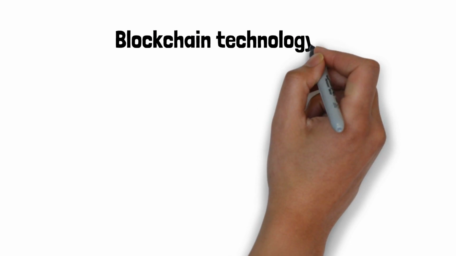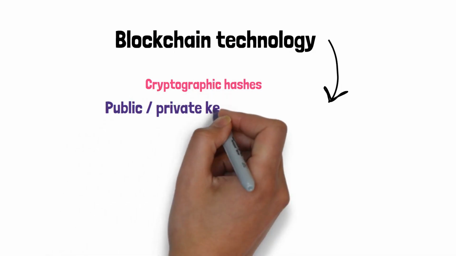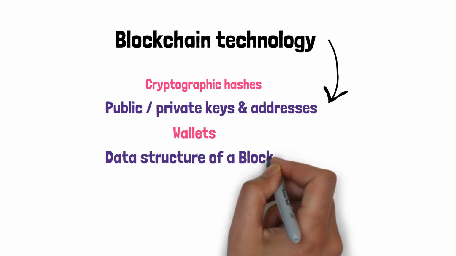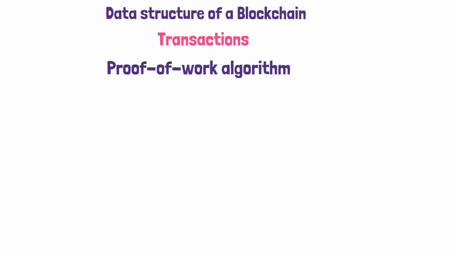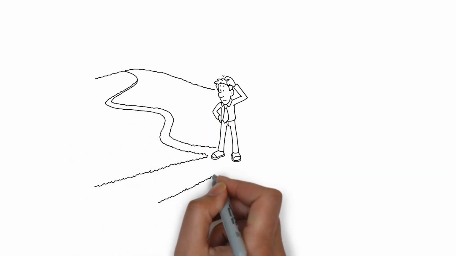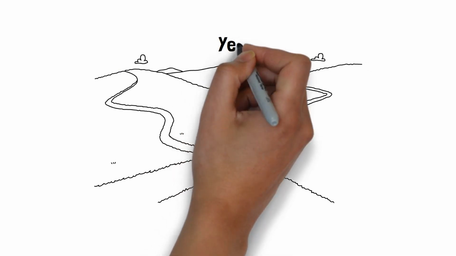The first step is to understand the blockchain technology. You need to understand concepts like cryptographic hashes, public private keys and addresses, wallets, data structure of a blockchain, transactions, and proof of work algorithm. There are thousands of different blockchain projects, Bitcoin, Solana, Cardano, Ethereum, etc. Do you need to learn all of them? Absolutely. Otherwise, you will never be able to find a job in the industry.